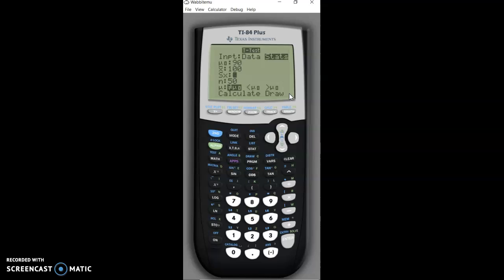Now let's say we had a sample standard deviation of 6.1. And again, I'm just making up these fictitious numbers. And let's go ahead and say that the alternative says that mu is greater than 90. Because remember, that top number is where mu equals, or whatever the inequality for mu would be. So this is kind of what you put in your calculator.